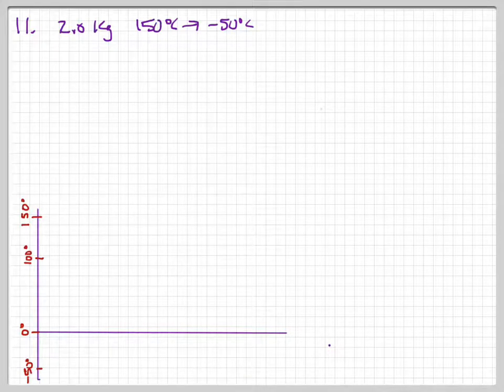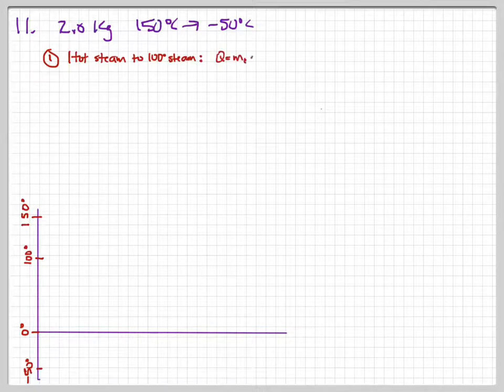So we're going to go from 150 to 100 degrees Celsius. So the first step is going to be an m C sub P delta T situation. We have hot steam. It's at 150 Celsius. We want to get down to 100 degrees Celsius. So Q is m C sub P delta T. Now we got to know that we got 2 kilograms, 0.2 kilograms of water. And we know that the C sub P for steam, you have to look it up, it's different from water, is 2010 joules per kilogram degrees Celsius.